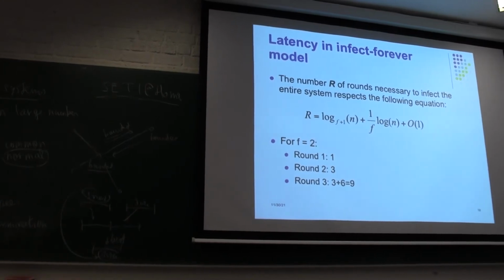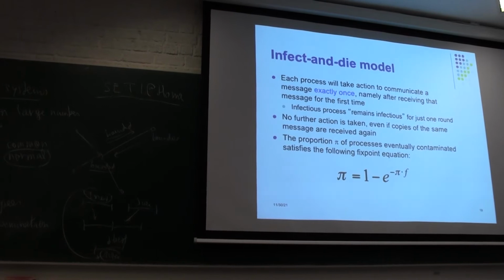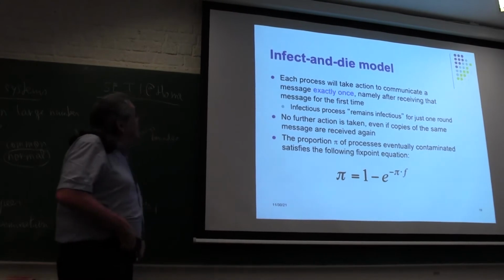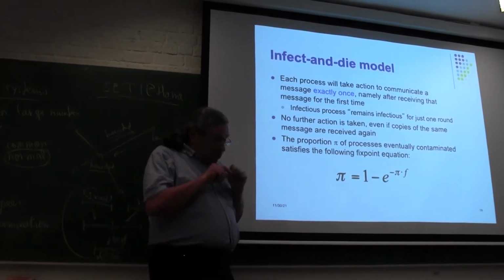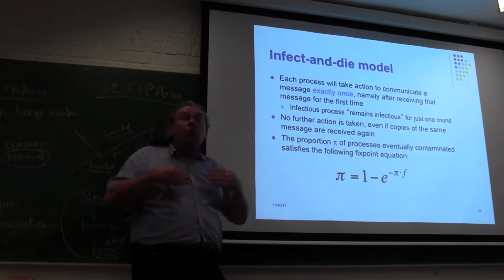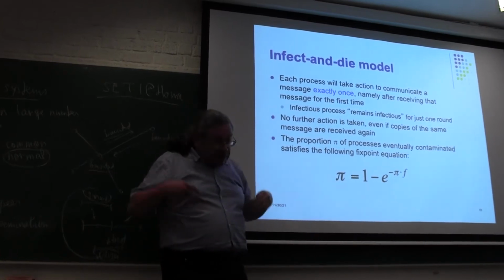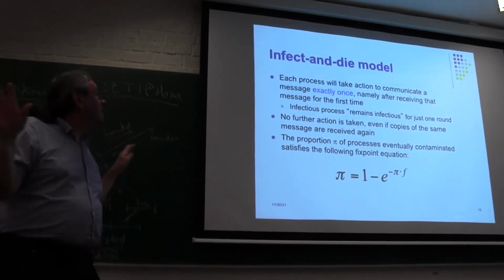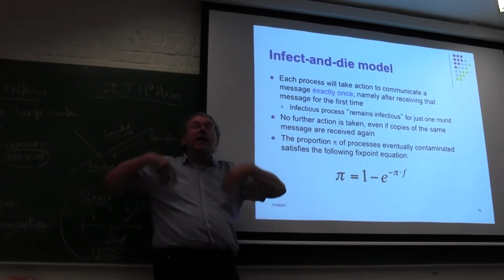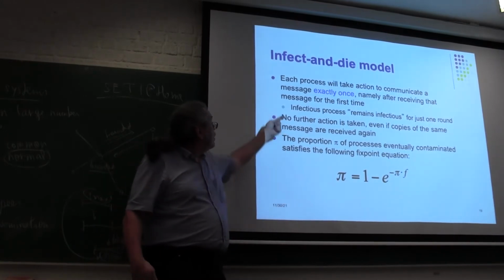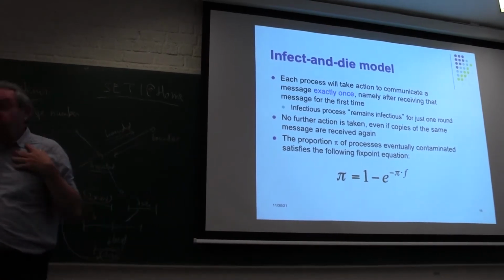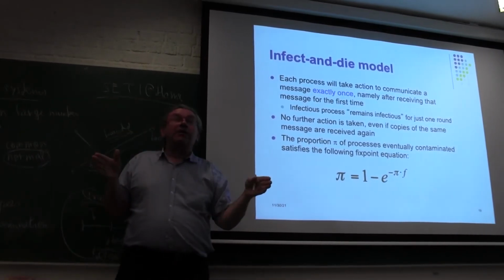So that's infect forever, but maybe COVID is not like that. Maybe COVID is like this. This is another model called Infect and Die. Each process communicates the message, but it only does that once, one round, and the next round it forgets the message, whereas in the previous one it keeps sending every round, infect forever. Here it's only doing the first round. So it's like a diseased person. Let's say one round is like 1 week for the contagion.